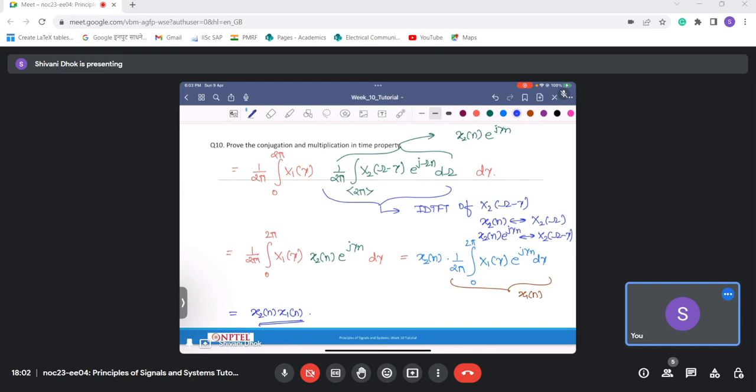Any questions? Madam, the 2 pi factor disappeared. One minute. This entire thing is the inverse DTFT of x2 of omega minus gamma. And this 2 pi is coming here. Oh, okay. I got it. Yes.